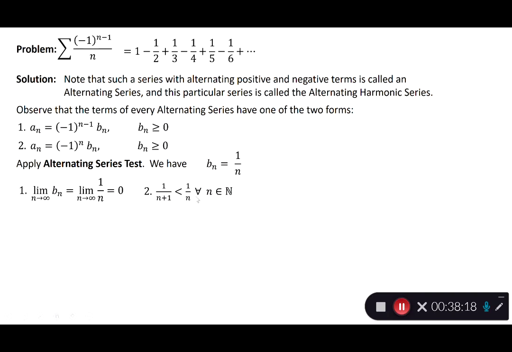So if you look at the test, b sub n plus 1 must be less than or equal to b sub n, which is true here. And the limit of b sub n happens to be 0. So we have both conditions satisfied. So we can confidently say that this alternating harmonic series converges.